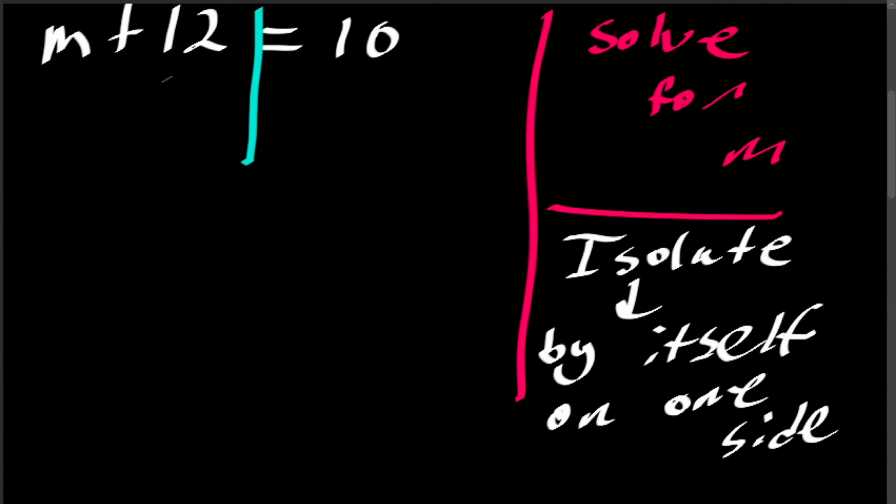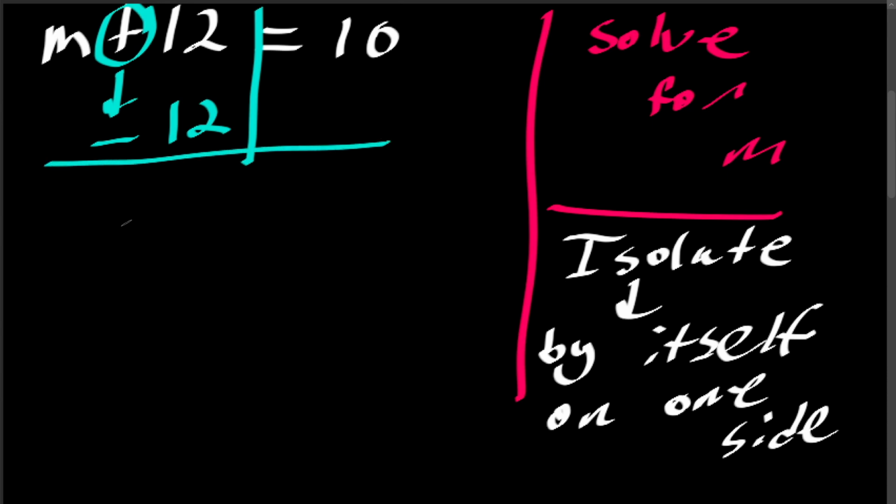Now, how do we do that? That depends on what is happening in between m and 12. A question you're going to ask yourself is, what's happening in between my variable and the number that I want to move? In this case, it's addition. If you want to get rid of adding 12, you're going to do the opposite operation. What did we say the opposite of adding was? It's subtracting. So the opposite of adding 12 is subtracting 12.